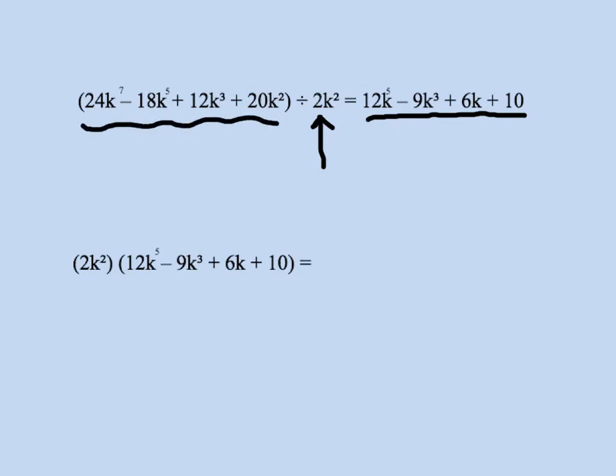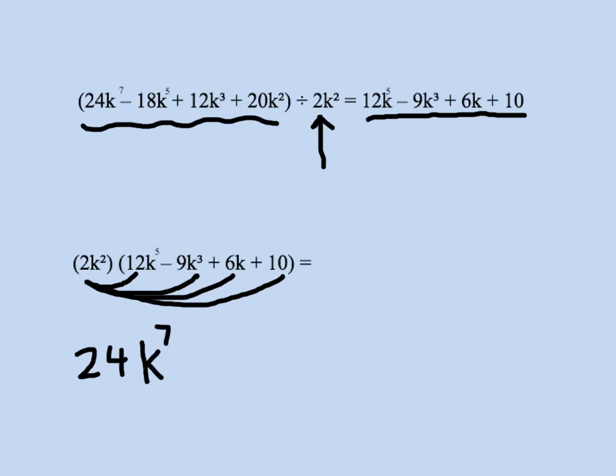So let's take a look at that. Using the distributive property, each of the terms in your polynomial had to be multiplied by your monomial. You've got lots of practice with that from earlier examples and earlier work. So 2 times 12 was 24. K squared times k to the 5, that's k to the 7. 2 times negative 9, that's negative 18. K squared times k cubed, that's k to the 5.